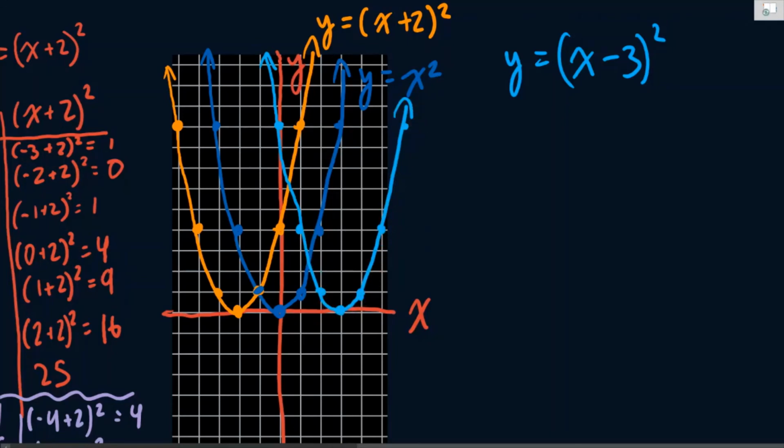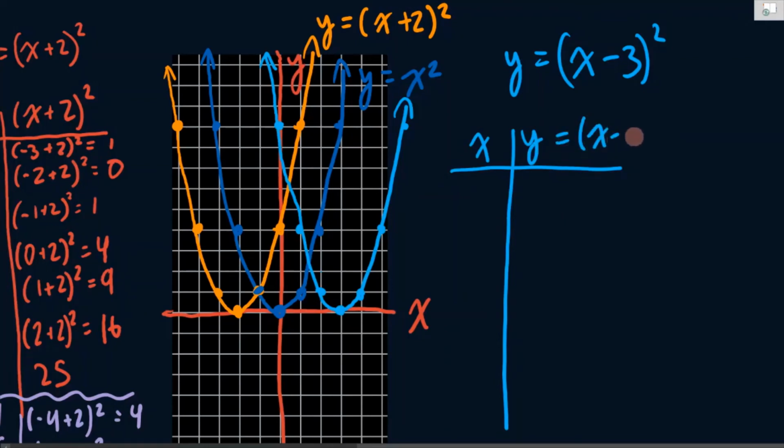So why don't you pause the video right now and try to build a table of values for this. Build a t-chart, x, and y equals x minus 3 squared. To check these values, you're going to need to use 0, 1, 2, 3, 4, 5, and 6. And see if you get this graph.